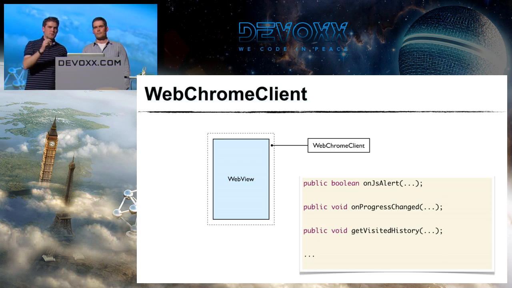We also get callbacks when the page load progress changes, so that we can have a nice progress bar showing what's going on, or a spinner, or whatever we want. And we can also get a list of previously visited pages in case we want to have a history menu in our application. So things related to the user interface around the web view, I would say.